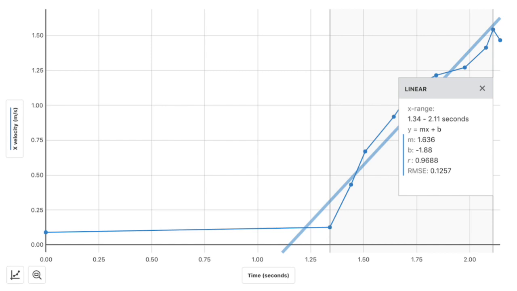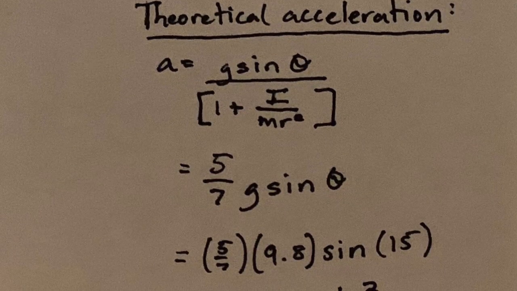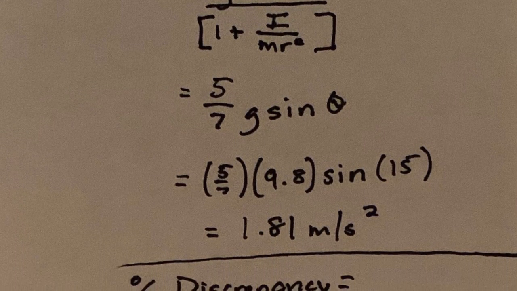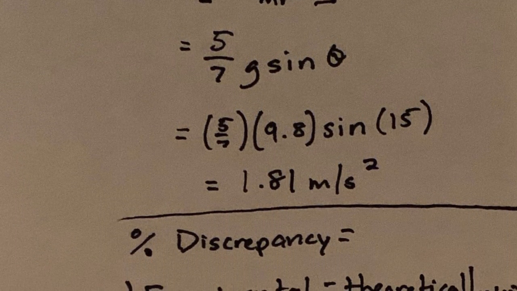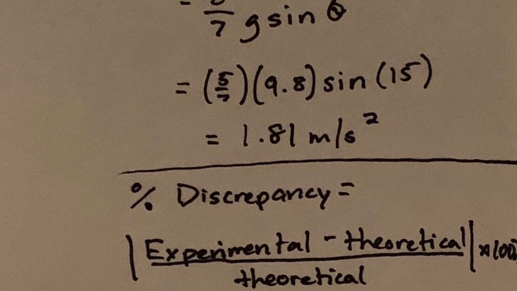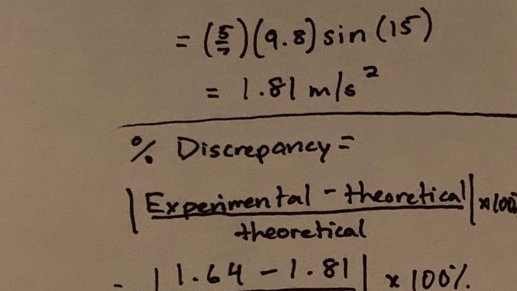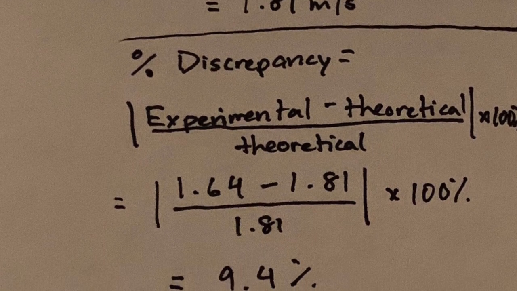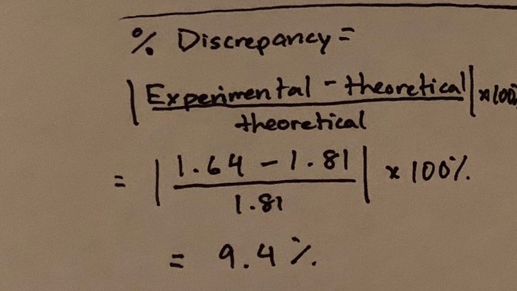For the velocity versus time graph of the ball, it was shown that the experimental acceleration for the ball was 1.64 meters per second squared. Using the equation for the theoretical acceleration, taking into consideration the static friction, 5/7 g sine theta, using 15 degrees as theta, it was found that the theoretical acceleration for the ball was 1.81 meters per second squared. Using these two values, we calculated the percent discrepancy to be 9.4%.